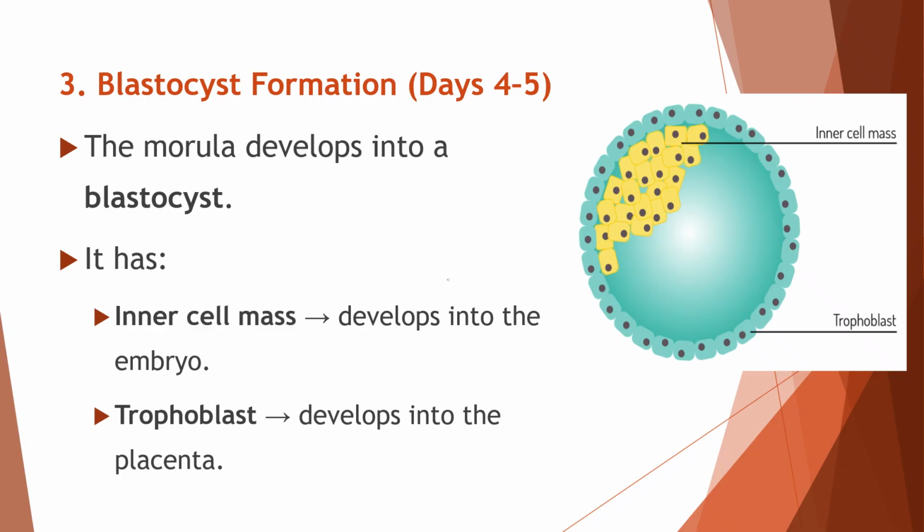The second part is the trophoblast. This is the outer layer of cells, and it develops into the placenta, which supports and nourishes the growing baby throughout pregnancy. So, remember this simple point. The inner cell mass forms the baby, and the trophoblast forms the placenta. This is an important concept and is commonly asked in nursing examinations.